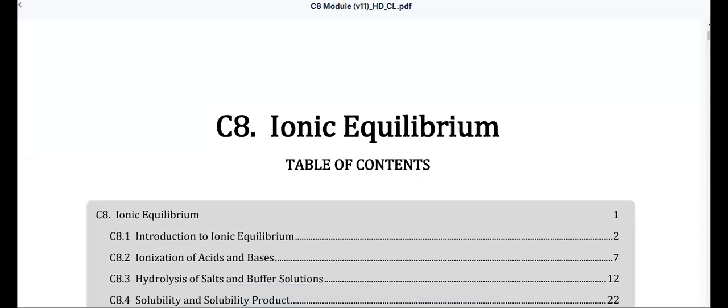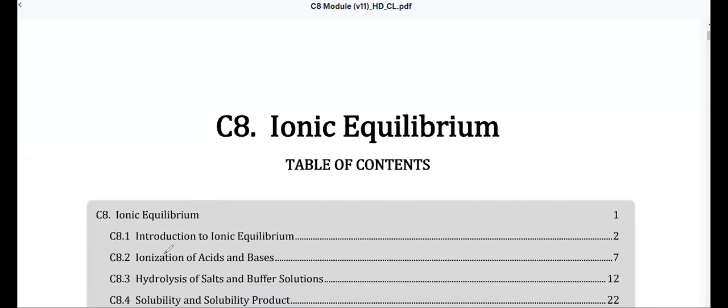Morning once again. In the last class we discussed 8.1 completely, and 8.2 in class was also discussed, right? We studied solubility and solubility product, so we completed this chapter. We studied the concept of solubility and solubility product.